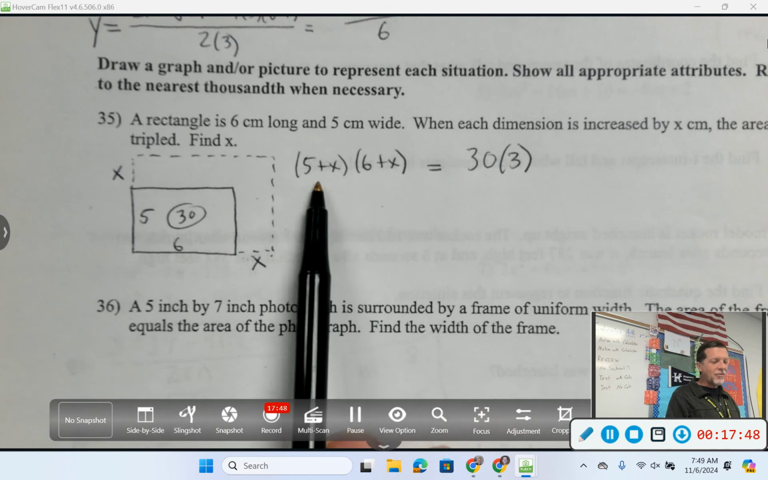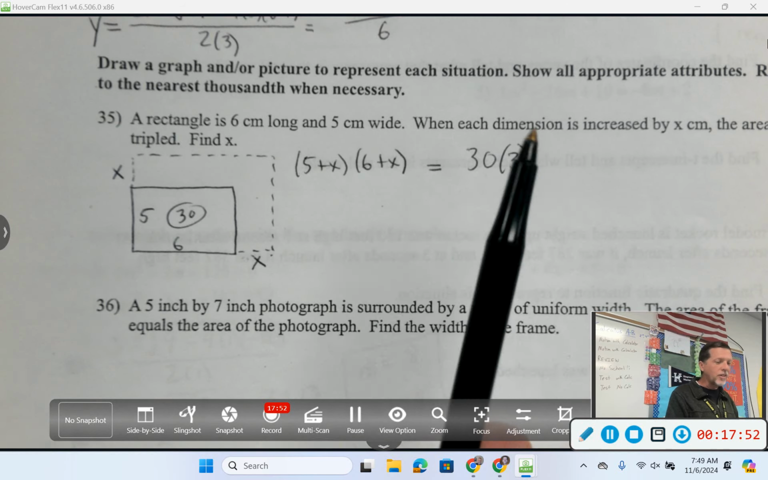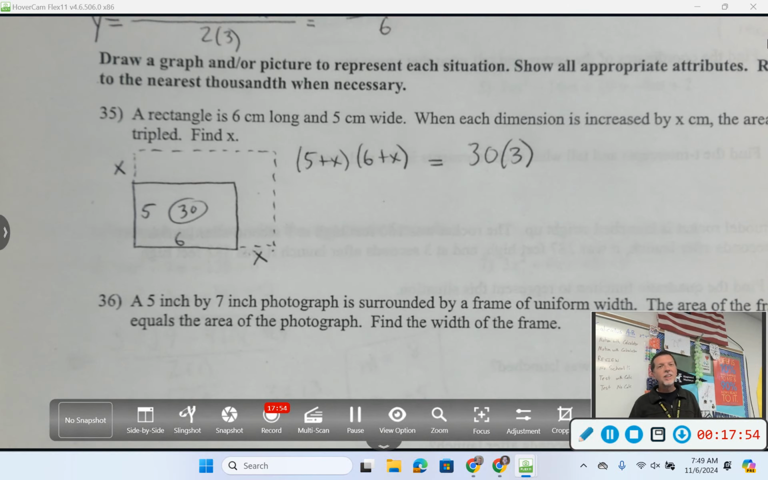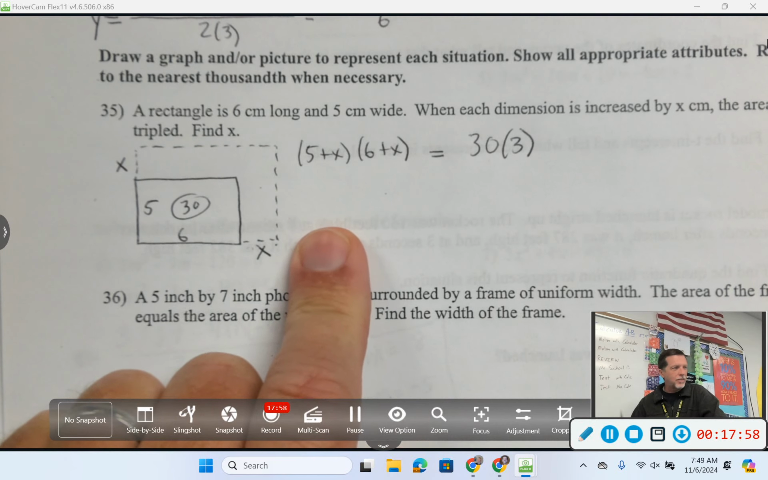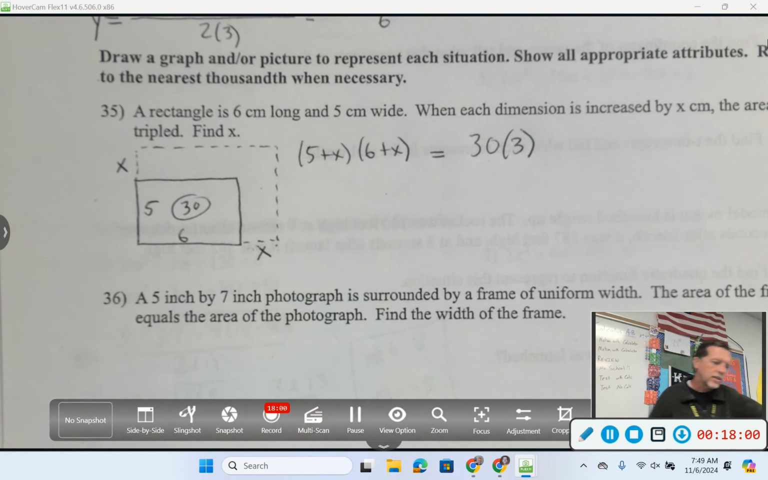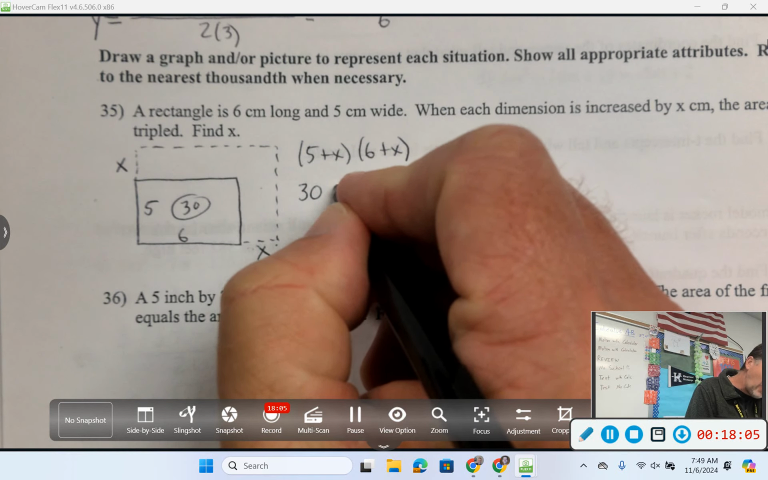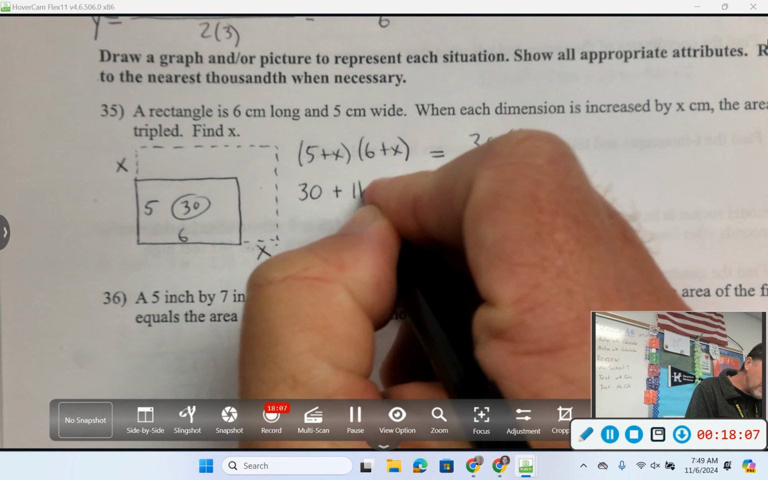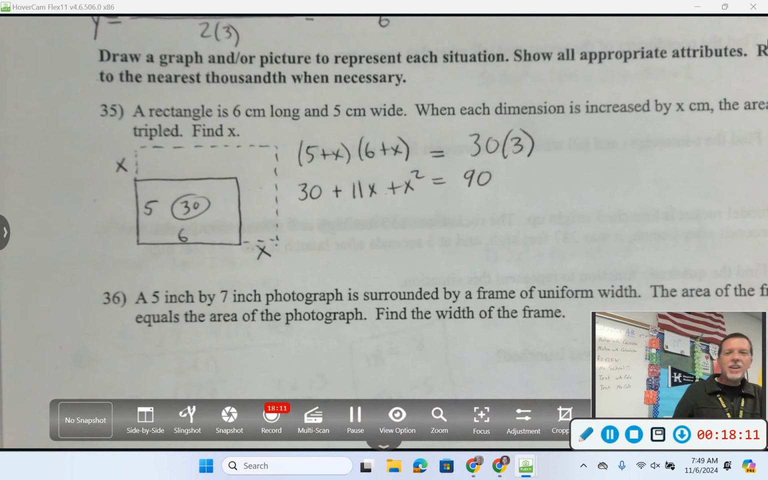So I can't say 5 plus x equals 90 and 6 plus x equals 90. Don't do that. That only works if there's a 0 over there. So I've got to blow this side up, move the 90 over, and then refactor, if it'll factor. So 30, it's not horrible, plus 11x plus x squared equals 90.